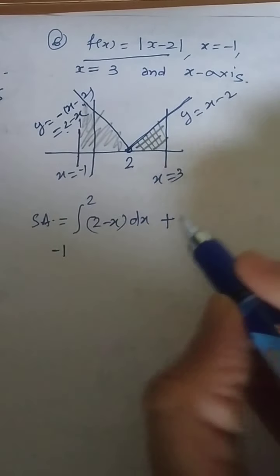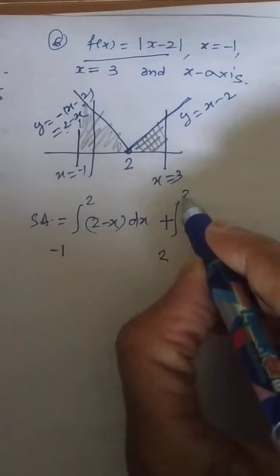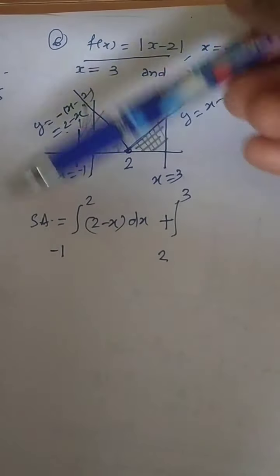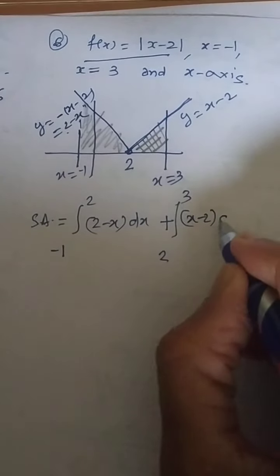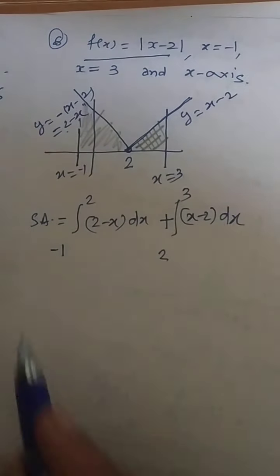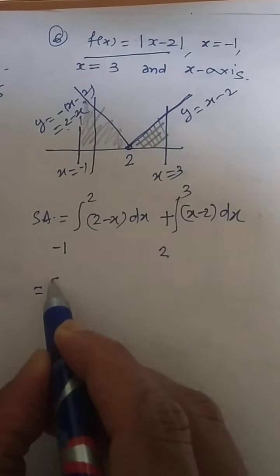Plus from 2 to 3, now the area is bounded by this line whose equation is x minus 2. It will be x minus 2, over here it is dx. Now the rest of the procedure is known. I am writing one more step.